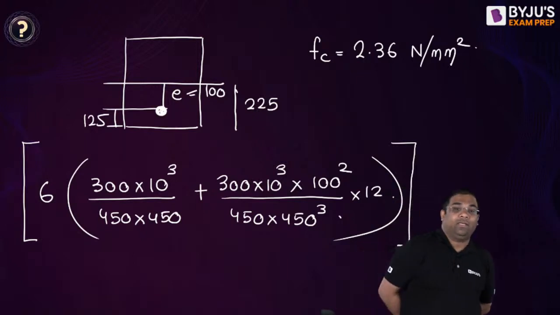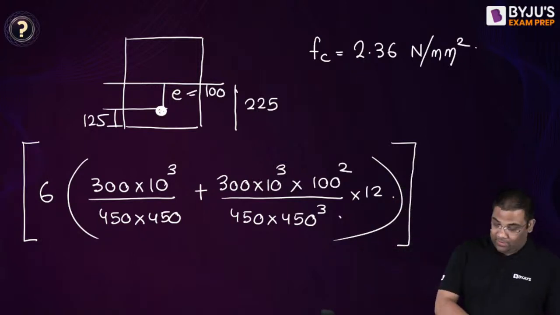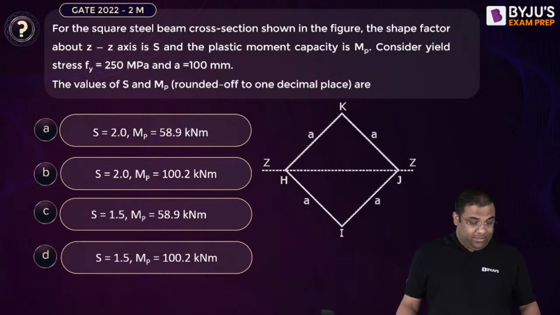You need the right concept only. It is the right concept, otherwise it is lengthy. Okay. Now this question is from what? This is from shape factor. Okay. This is from shape factor.